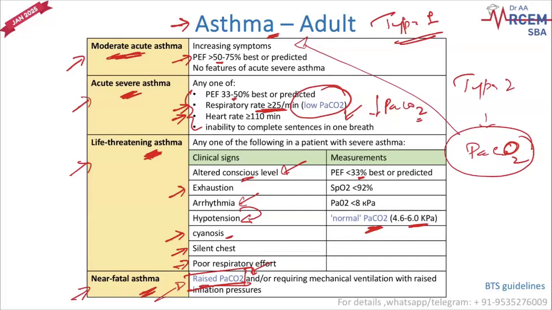Why? In spite of having a high respiratory rate, due to the poor muscular actions or the poor chest expansion, there is not enough carbon dioxide exchange, or the patient is not expiring out enough air to wash out the carbon dioxide. That will result in a certain amount of carbon dioxide retention. That's why the PaCO2 values, rather than being on the lower side, come to a normal range. Still worse is a raised PaCO2, which you see in near fatal asthma. That is the importance of PaCO2 that you need to look out for.